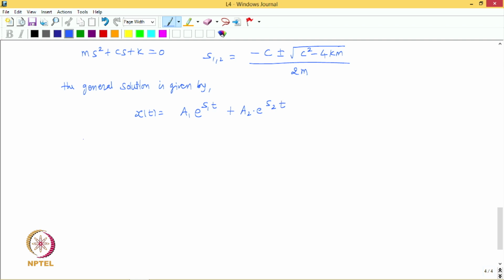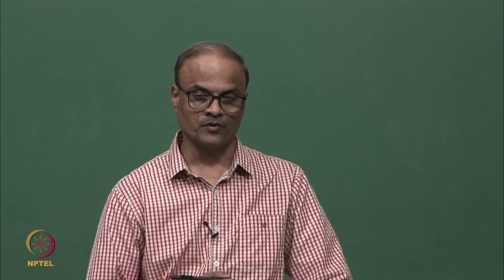So, the nature of X solution depends on the nature of S1 and S2, right. And the nature of S1 and S2 depends on the sign of the term in the square root, c square minus 4km. Depending upon whether c square is more than 4km or less than 4km would determine the nature of the root.